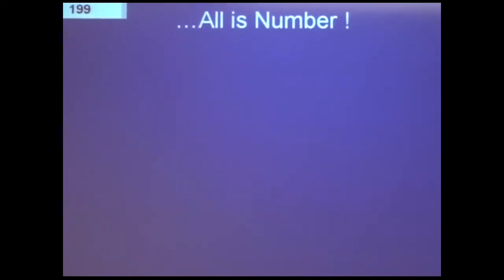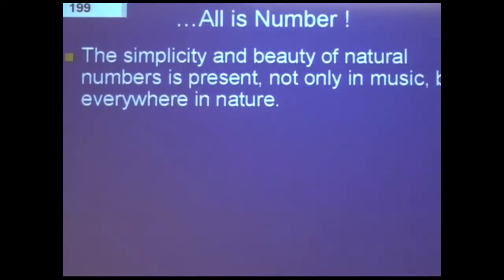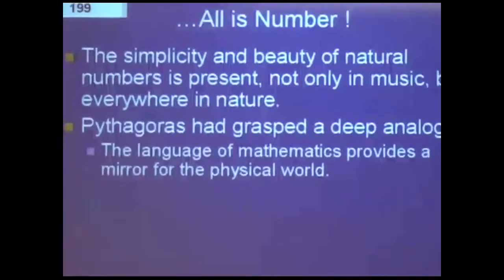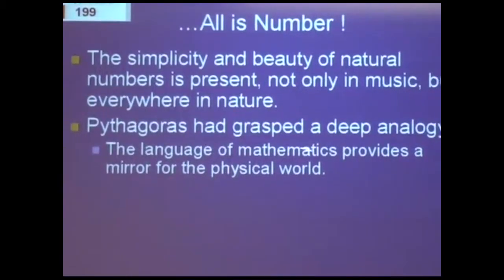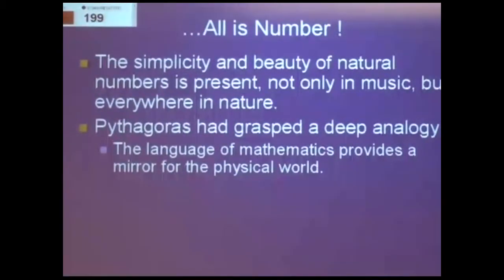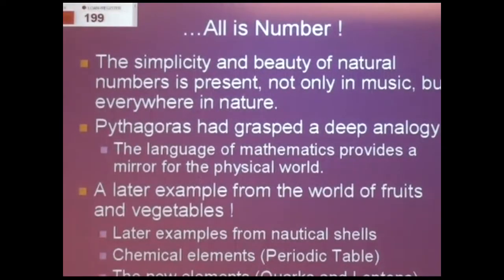So Pythagoras then jumped to this notion that all is number, and what he meant by that was that the simplicity and the beauty of natural numbers is present not only in music but in nature everywhere. And for us, what this means is that Pythagoras had appreciated a very deep analogy that the language of mathematics provides a mirror for the physical world. I'm going to give you more interesting examples than this Pythagoras ratio example in a minute. You'll see that I'll give you examples now from vegetables and fruits, and I'll give you examples from nautical shells now, but later on I'll give you examples from the periodic table of chemical elements and the new elements, quarks and leptons, as to where you see mathematical patterns in nature, just like Pythagoras saw in music.